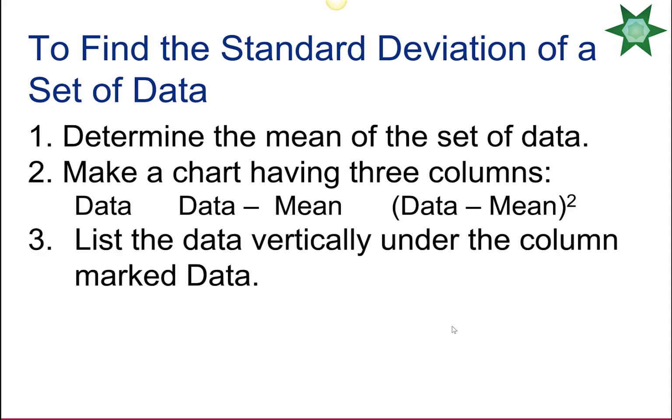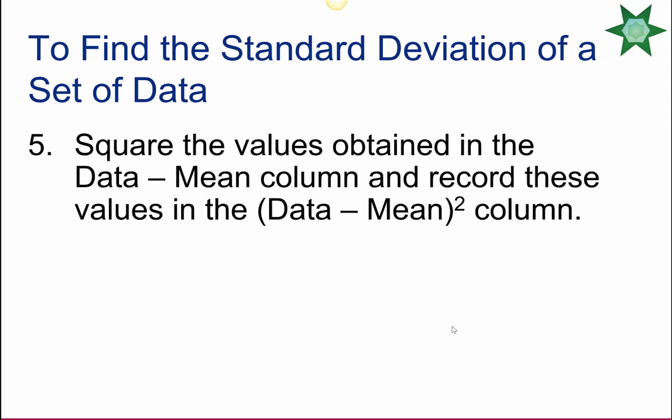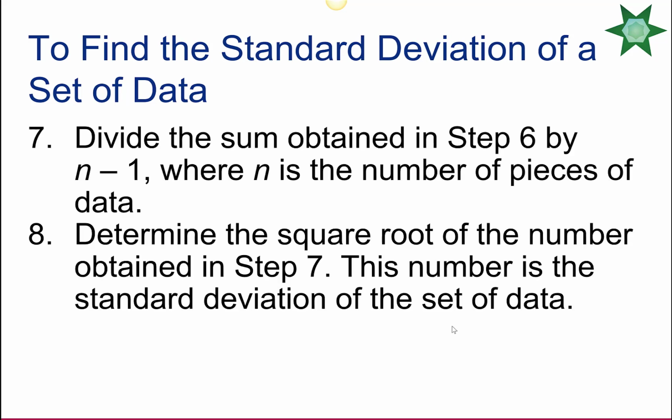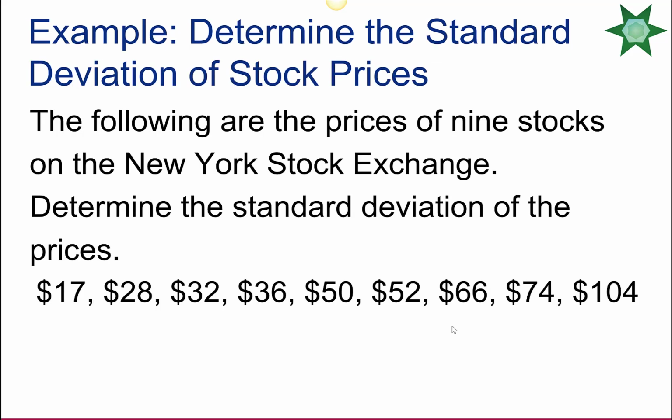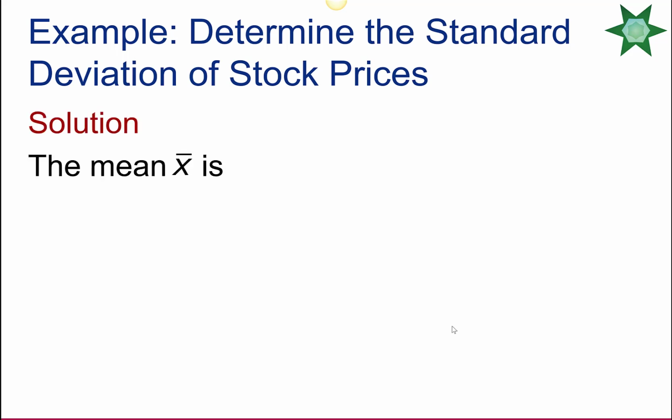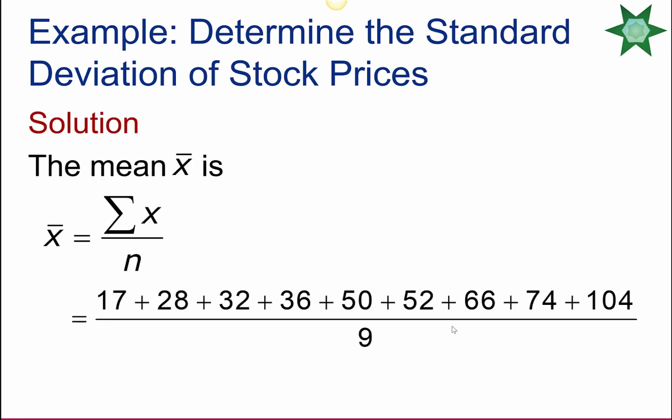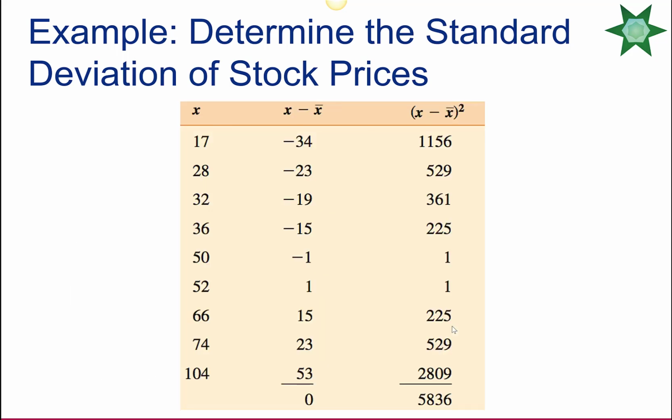So here are the steps, and I'm going to work an example by hand to show you how to do it. Let's take an example here. We've got 9 stocks on the New York Stock Exchange, and we've got their stock prices, and we want to get the standard deviation. So we find the mean first, and it comes out here to be $51. So here's what the table looks like.